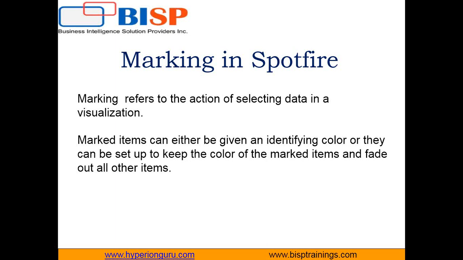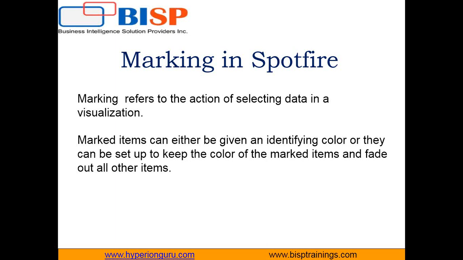Usually, whenever we make a selection in a bar chart or in a pie chart, that selection will not fade the other values, and it's very difficult to find out what value we have selected until and unless we take the pointer on that. So marking will help us to visualize the data. This helps us to specify which data we have selected.